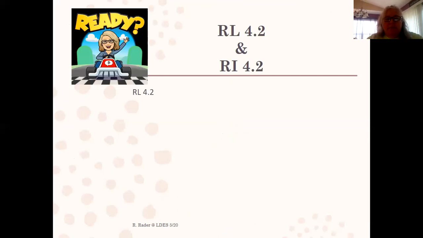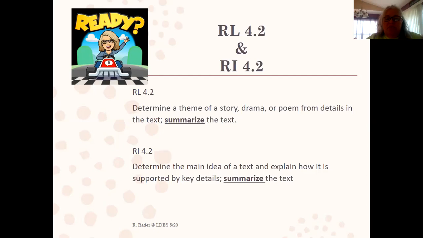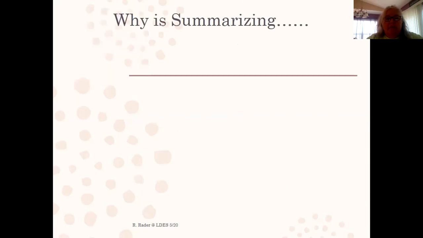Here we go. RL 4.2, that is determining a theme of a story, drama, or poem from details in the text. That's when you summarize the text. And RI 4.2, determine the main idea of a text and explain how it is supported by key details, summarize the text. You see the two key words? Yes, summarize. Summarize for literature and summarize for informational. That's summarize for fiction and summarize for nonfiction.